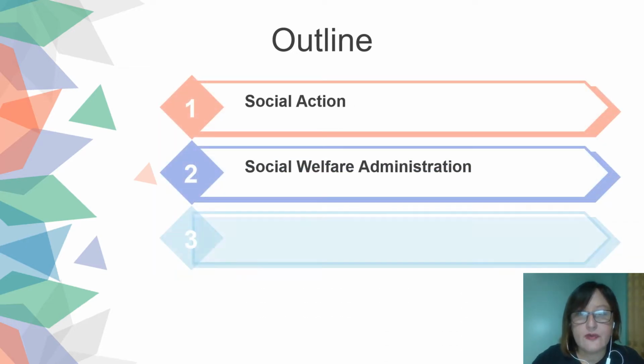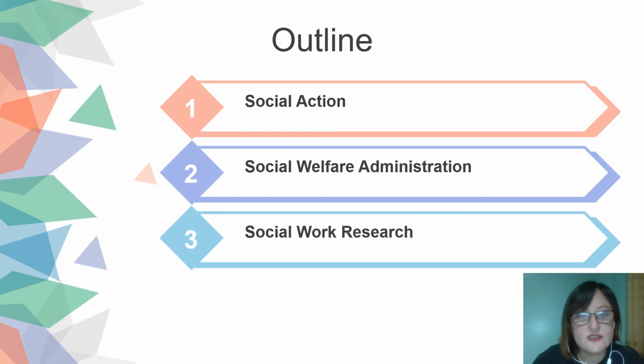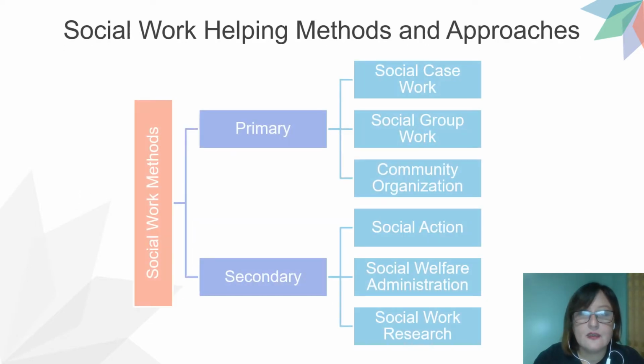So there are three secondary methods in social work, and these are social action, social welfare administration, and social work research. This is how it looks like, considering all the other methods, including the primary methods, which are social casework, social group work, and community organization. But we are now onto the secondary method, and you can see it here and also in the next slide.